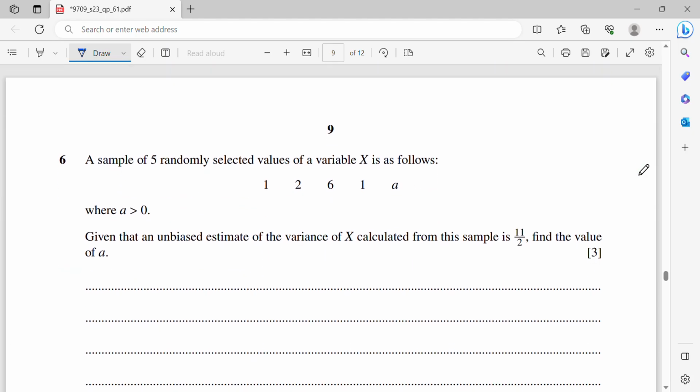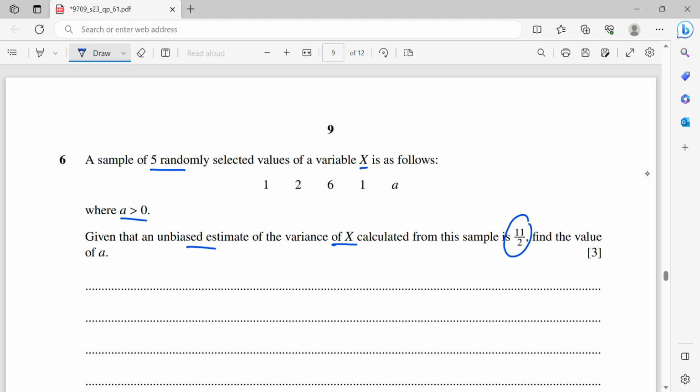Now question number 6. A random sample of 5 randomly selected values of x is as follows. So you are given 5 data where a is greater than 0. Given that an unbiased estimate of variance of x calculated from this sample is 11 over 2. Find the value of a.